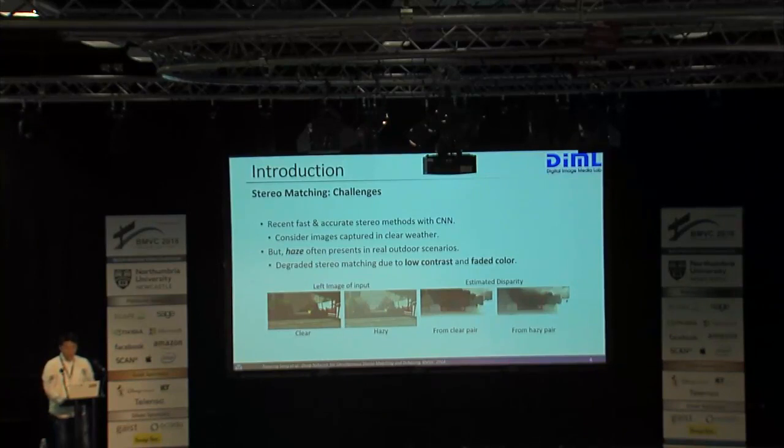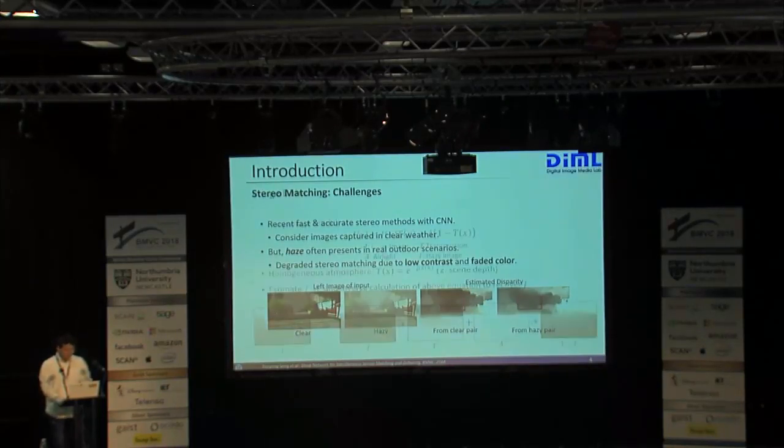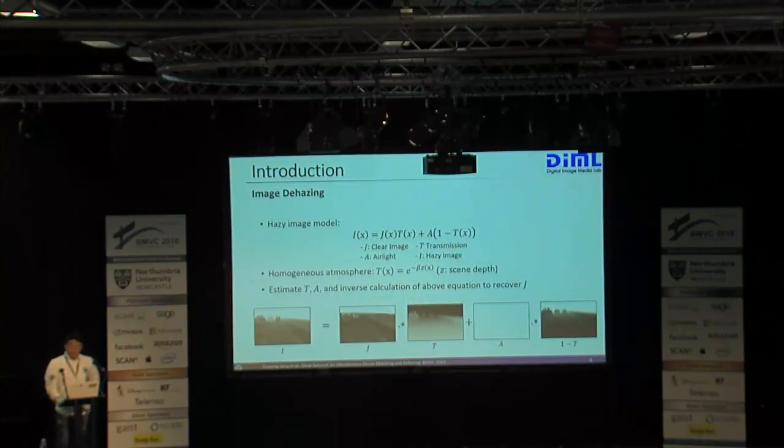However, in real outdoor scenarios, we are often faced with haze. Haze is an atmospheric phenomenon in which small particles in the air scatter light and attenuate the appearance of images. In hazy situations, stereo matching performance is degraded due to low contrast and faded color. The figure below shows how a stereo matching network trained with clear images performs for clear and hazy stereo pairs.